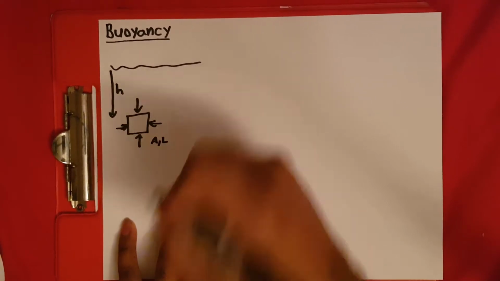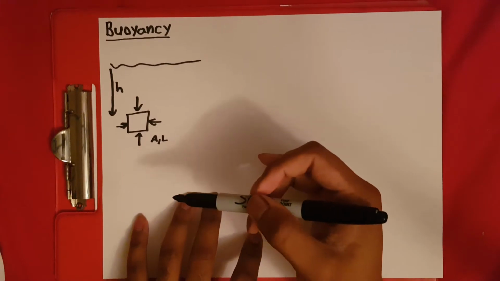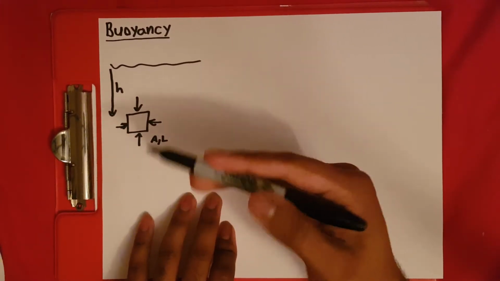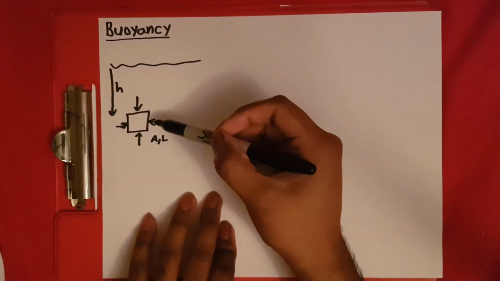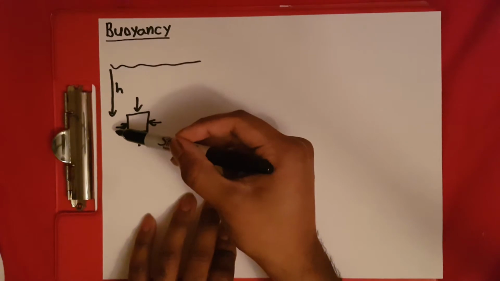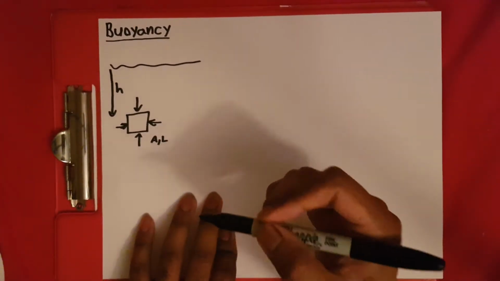And so if we just have this block, let's say it has an area A and length L. These left and right forces cancel out because it's depth dependent, right? It doesn't matter how far left or right you are. At any point along this face, there's an equal force in the opposite direction at that same depth. So you can say they cancel out.